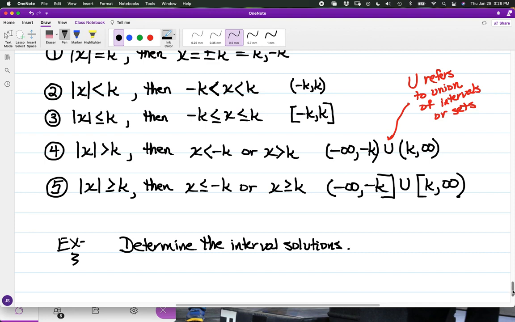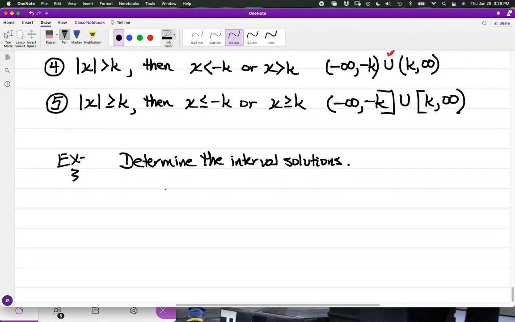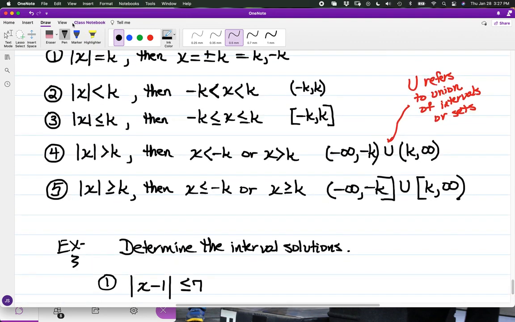And we'll say we have a statement, and we'll say that we have the absolute value of x minus 1 is going to be less than or equal to 7. Okay, so you have the absolute value of x minus 1 is less than or equal to 7.